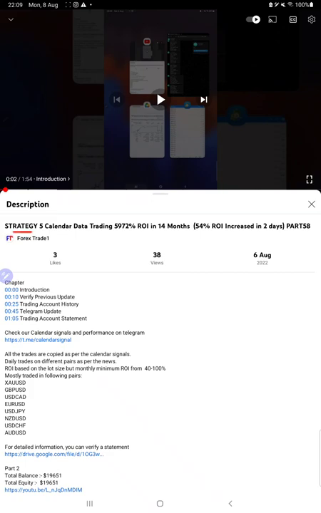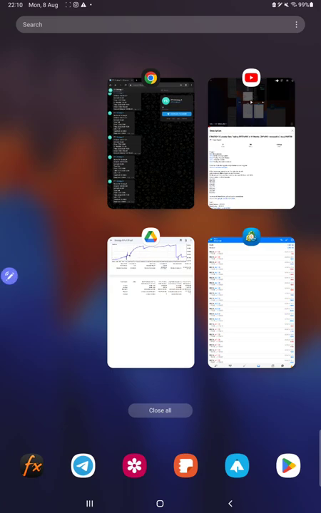So today we are updating about Strategy 5, Calendar Data Trading Strategy Part 59. The last video was Part 58, published on 6th of August, and for the new week we are back. Today itself nearly $3,000 profit is booked, and as you know, in the YouTube description you can get the strategy details, profit update, and trading account statement to verify. So make sure you check the description.